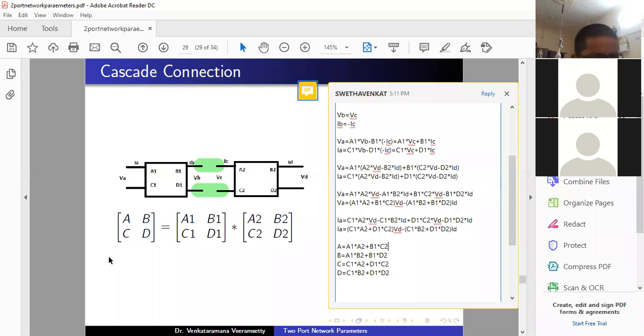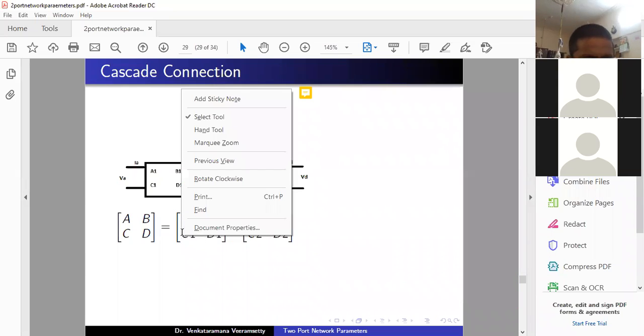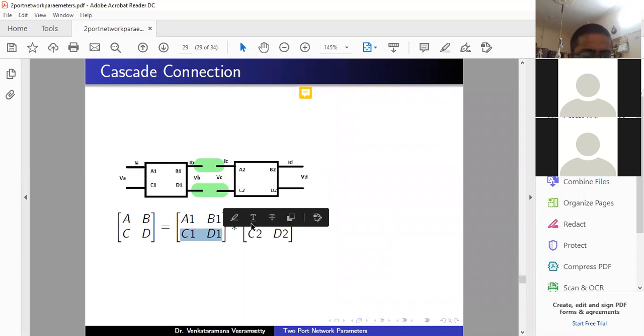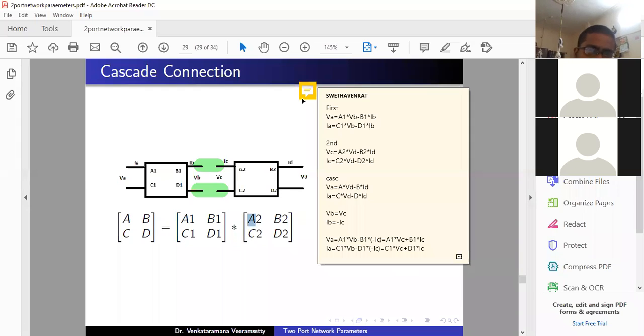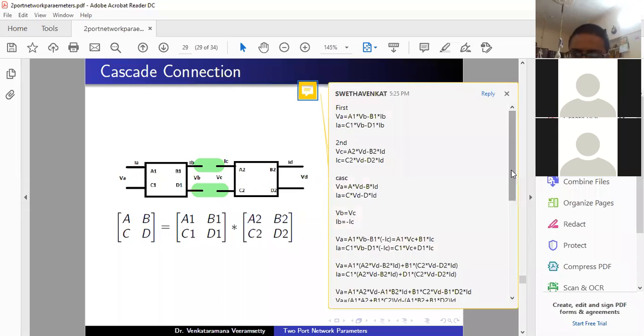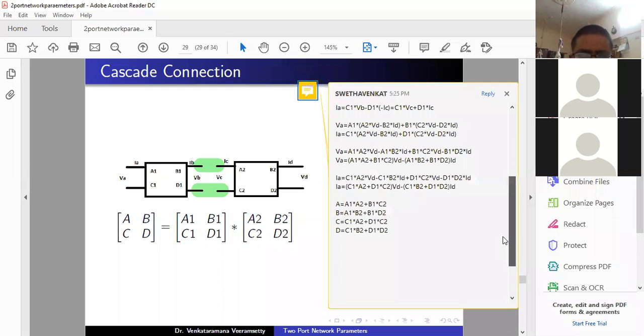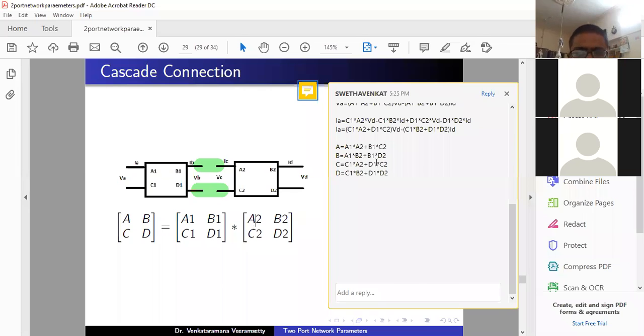Similarly, if you want C, you have to multiply this one with this one, right? That means the second row with the first column, you will get the C. Okay? Second row with first column. That means C1 A2 plus D1 C2, that's the C.